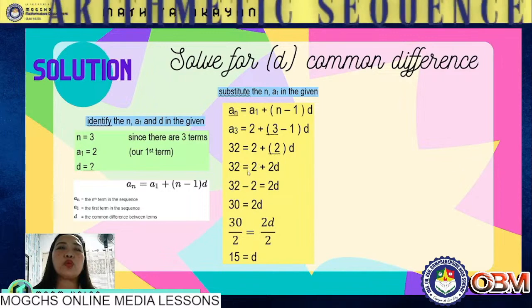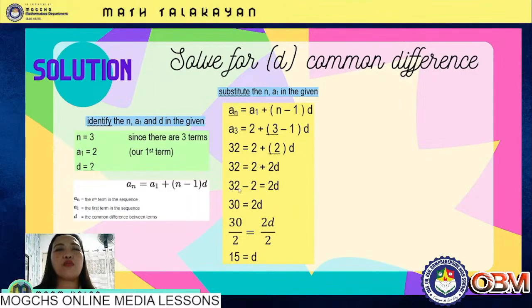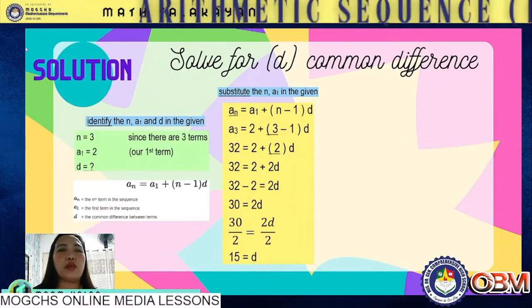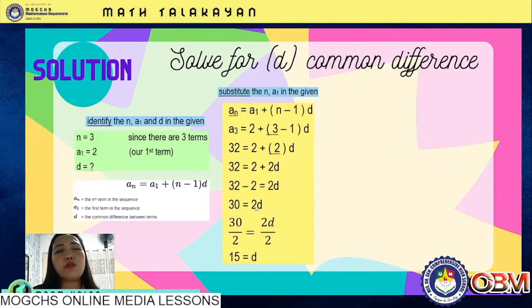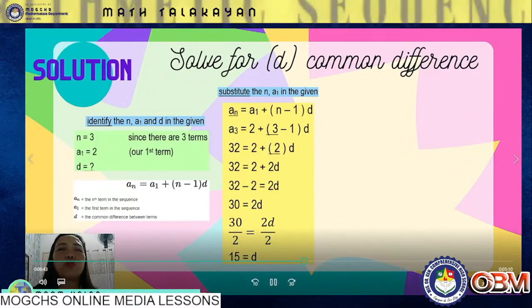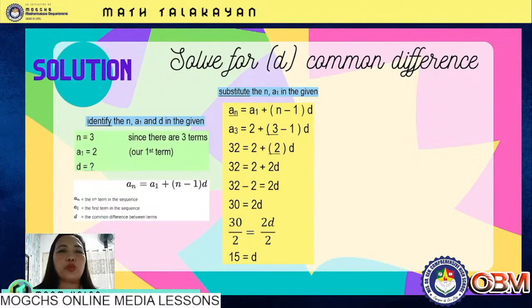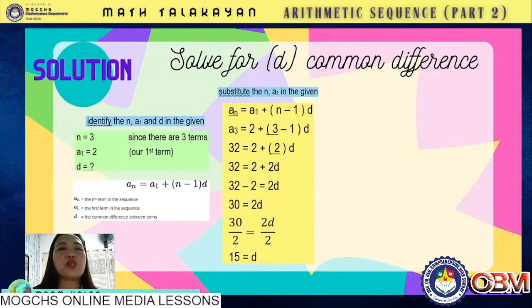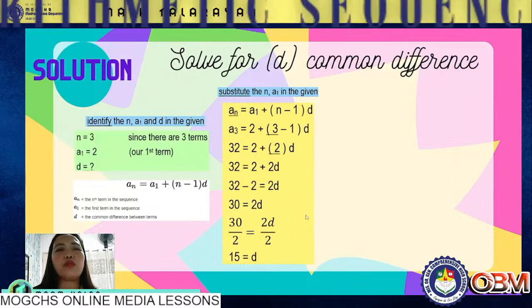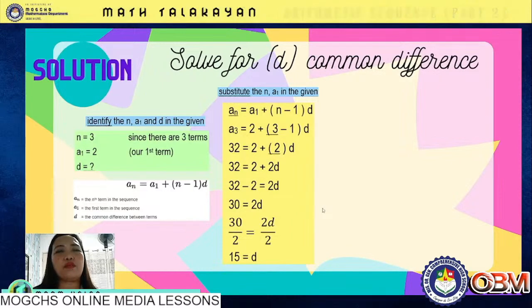So transpose 2 to the other side. So we have 32 minus 2 equals 2d. So the answer of 32 minus 2 is 30 equals 2d. Then divide both sides by 2. So 30 divided by 2 equals 2d divided by 2. Okay, so the answer is 15. So therefore, our d, or the common difference, is 15.